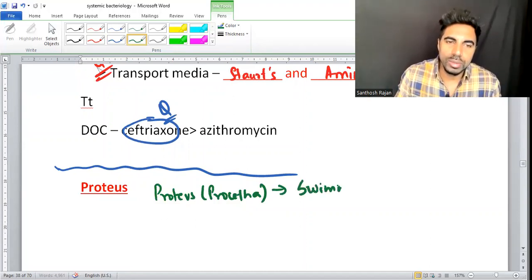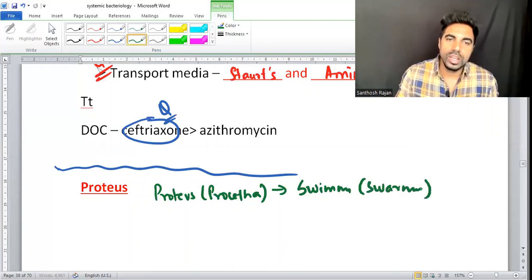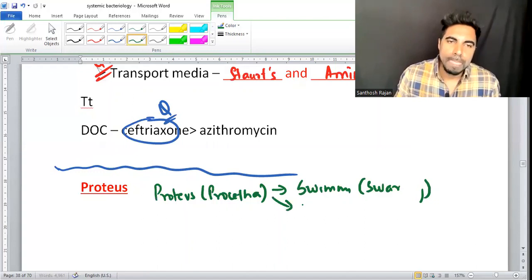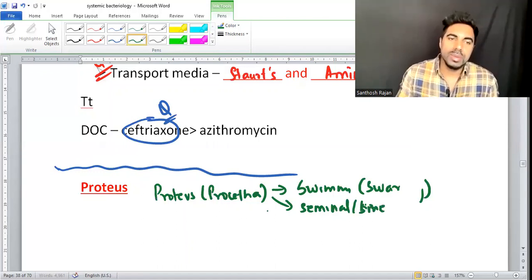Okay. Unka swimming pasand hai. Matlab swarming. Okay, swarming. Dusra hand, thoda gandhi hai. This is a very bad smell. Kya smell hai? Seminal smell. Seminal or fishy smell. Also, sometimes you can put fishy, but usually seminal smell is the right word. Okay, seminal smell.